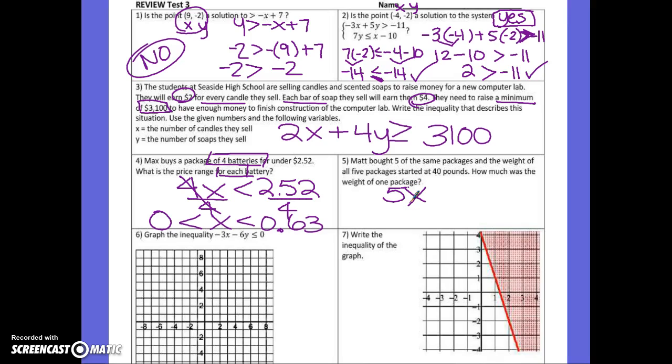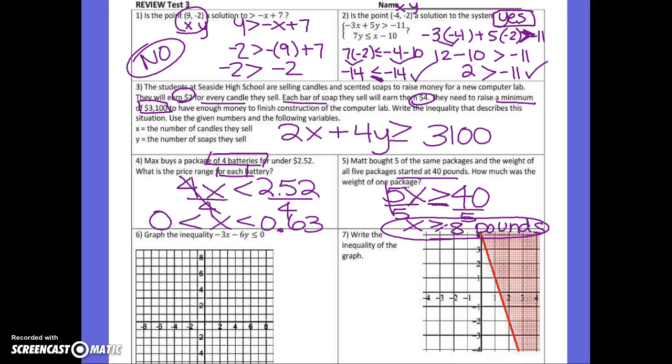And it says it started at 40 pounds. Start at 40, so 40 is the beginning. So we equal to 40. 40 is where it starts, or it's going to be more. Starts at 40, or it's going up from there. So if we divide out 5, X is greater than or equal to 8. In this case, we're talking about pounds. So it's X is greater than or equal to 8 pounds for each package.